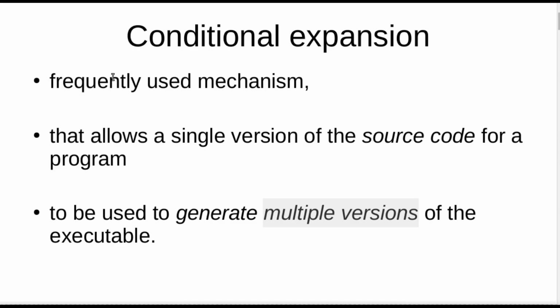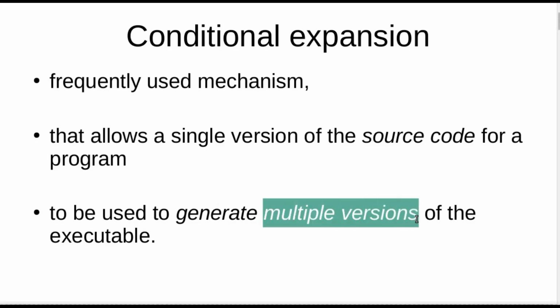Hello. So today we'll continue with the advanced macro facilities, and we will go through the next facility, which is conditional macro expansion. It's a very frequently used mechanism. What it does is it allows us to define a single version of the source code, and that can be used to generate multiple versions of the executable code.